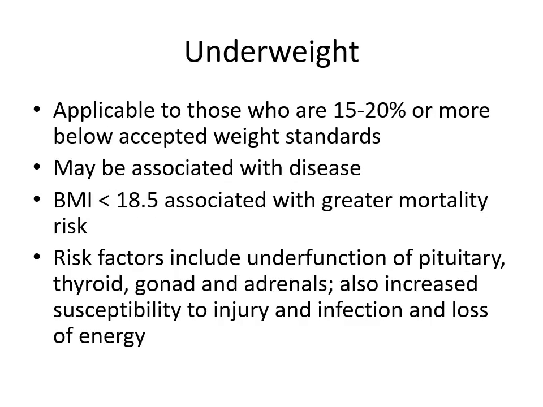Now, on the flip side, looking at underweight. This is applicable to those who are 15 to 20% or more below accepted weight standards, and this may be associated with a disease process. And so again, because of this U-shaped curve, a BMI of less than 18.5 is associated with greater risk of death. So again, that's why you can be too low of a BMI as well as too high. Risk factors include underfunction of the pituitary, thyroid, gonad, and adrenals, and also increased susceptibility to injury, infection, and an overall lack or loss of energy.